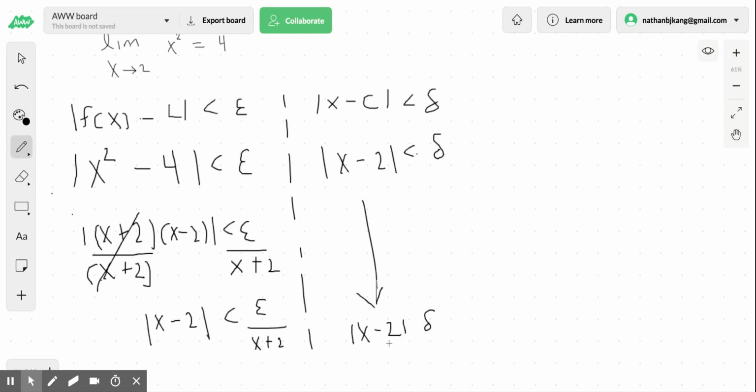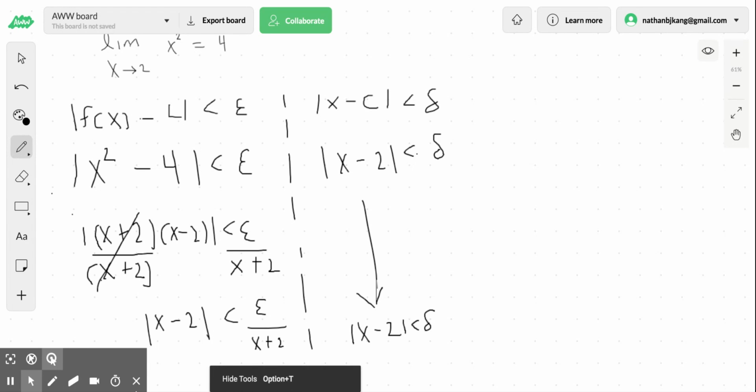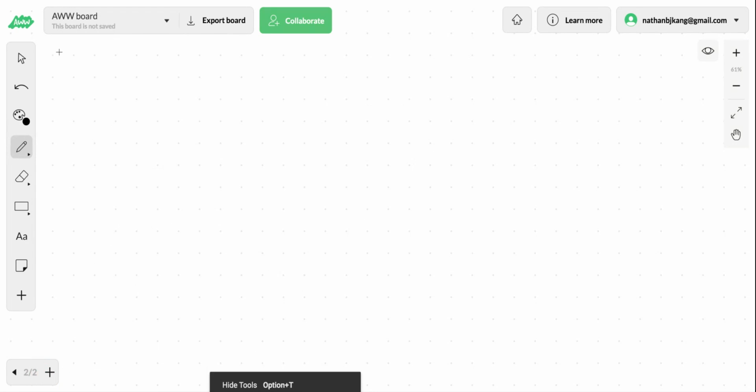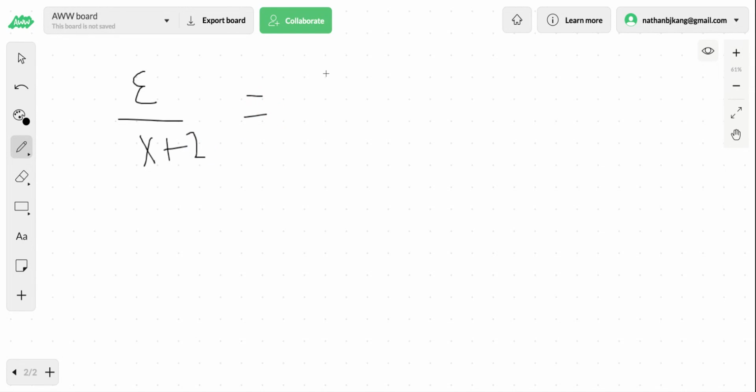So the important question comes up of, so what? We have two inequalities, but what can we do with these two inequalities as of now? Well, we have that absolute value of x minus 2 is less than epsilon over x plus 2, and absolute value of x minus 2 is less than delta. So as a result, what we can do is we can actually relate the two in this fashion. So we'll have epsilon over x plus 2 equals delta.